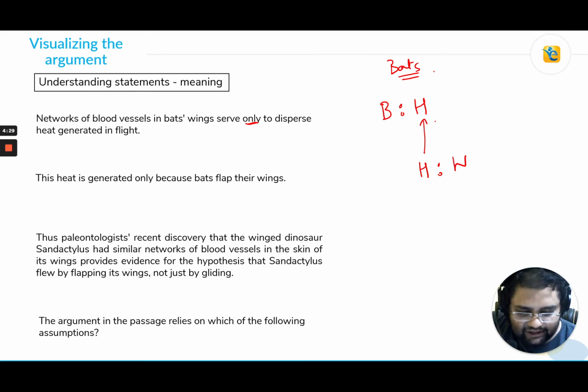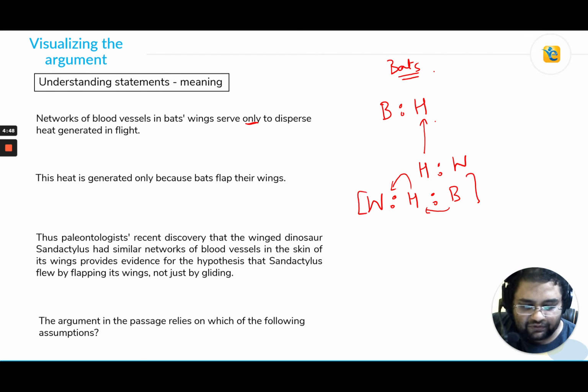Bats, essentially, what happens with bats? Bats use their wings to fly, they flap their wings to fly. This leads to generation of heat. In order to dissipate this heat, bats have something called blood vessel networks. The only purpose of blood vessel network is to dissipate heat. The only way heat gets generated is by wing flapping. This is the overall summary of those first two sentences.